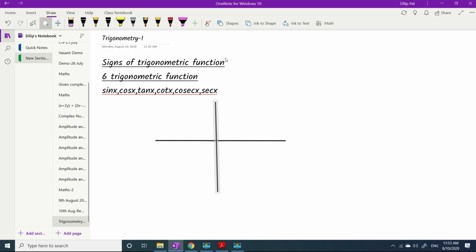Here, for example, I have drawn the x-axis and y-axis. Now we all know here it is 0 degree, then 90 degree, then 180 degree, then 270 degree, then 360 degree, and this way it will continue. As we have done in the first chapter, angles are limitless; till infinity degree we can draw the angles.